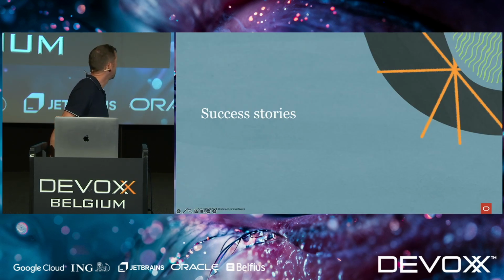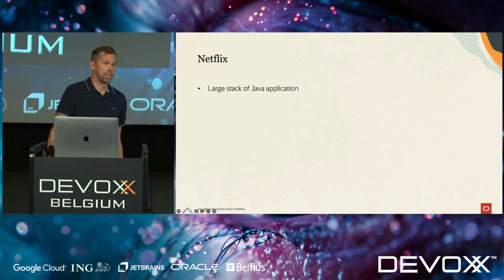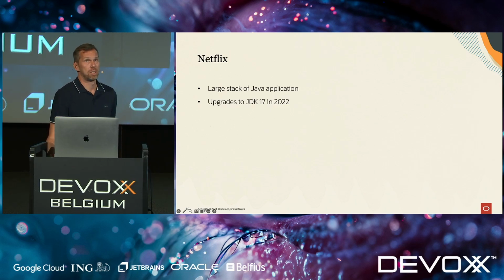Yes, so now let's move over to the success stories from the real world. The first company that I want to talk about is Netflix. As many of you might know, they have a really large stack of Java application. And they started looking at upgrading to JDK 17 somewhere around 2022. And they worked very hard on their internal infrastructure to make those upgrades easy for the different application owners. And they saw really significant performance improvements by going to JDK 17 from JDK 8.